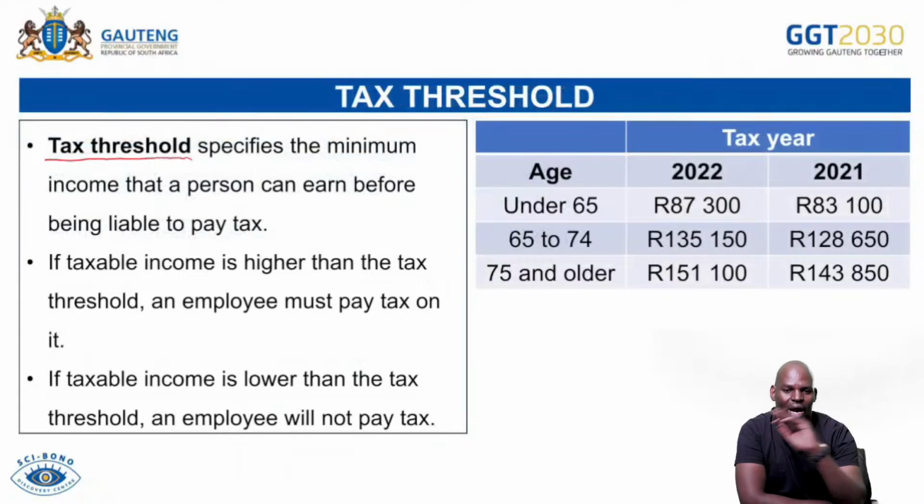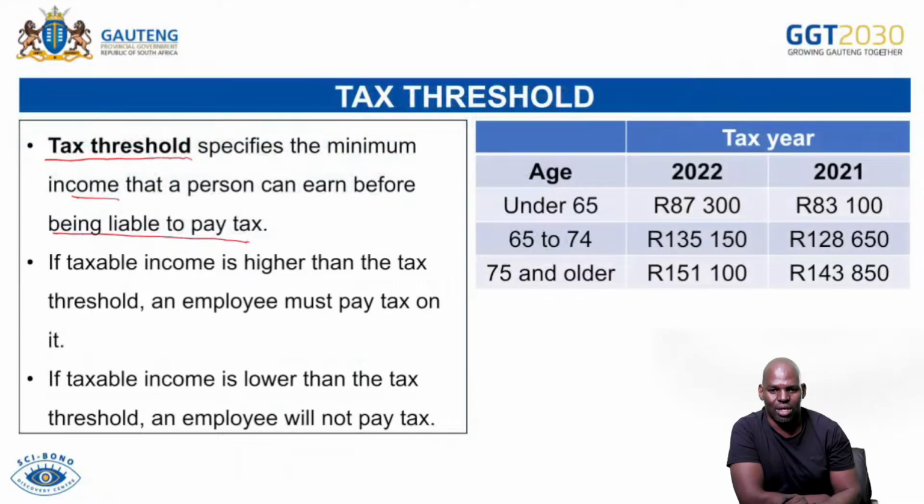In some cases they might say 150,000 rand and more, you are earning enough. 150,000 rand and more per annum, or per year, they'll say you are definitely going to pay tax. But if you are earning below 150,000 per annum, it's not enough, so let us not tax these people. So, like I indicated, the tax threshold specifies the minimum income that a person can earn before being liable to pay tax. That is the minimum at which a person must start paying tax.